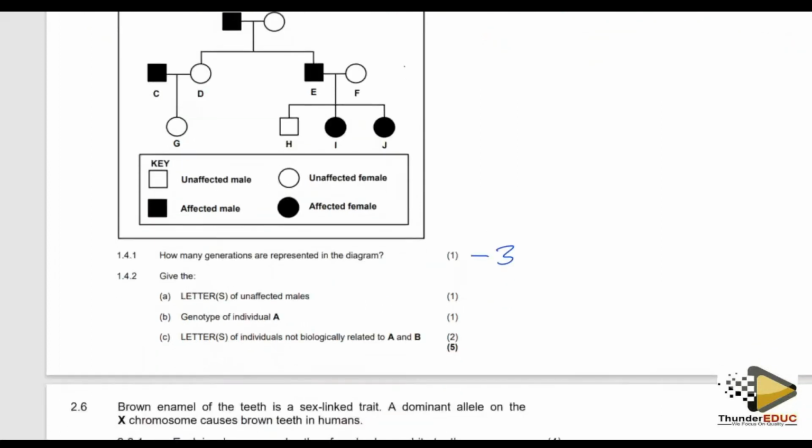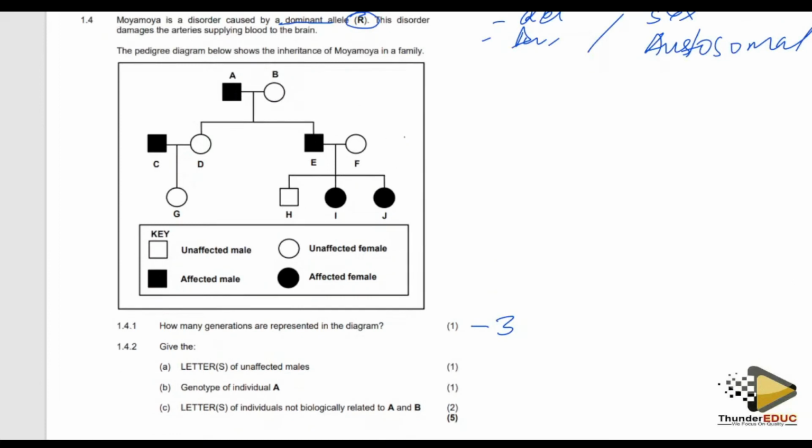So in this case, an affected male: a box means a male, and a circle means a female. So if they're saying an affected male, they're saying a box which is not shaded is unaffected. So I come here and I find out it's only one person who is unaffected. So the answer is supposed to be H. I think that's why it is also one mark.